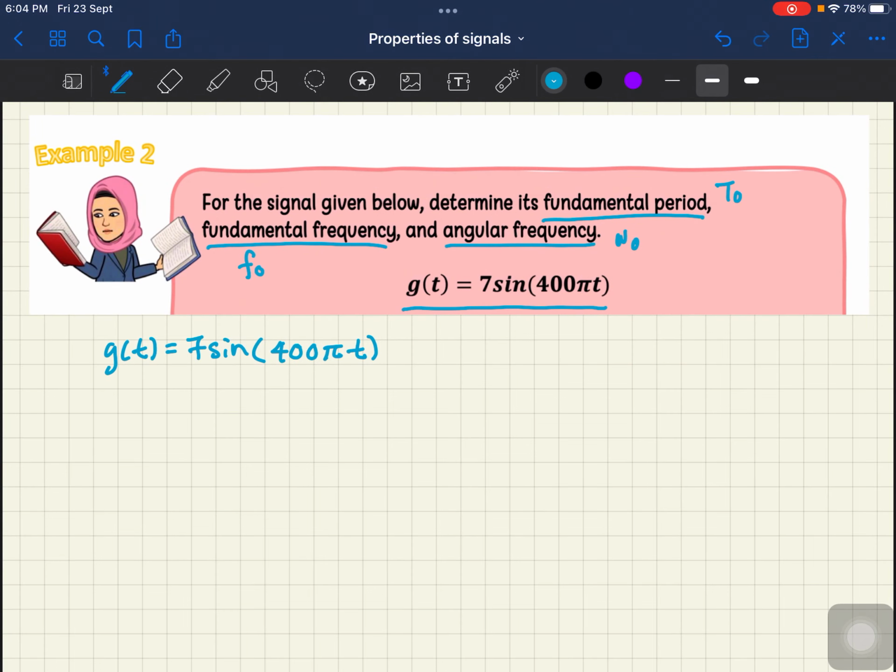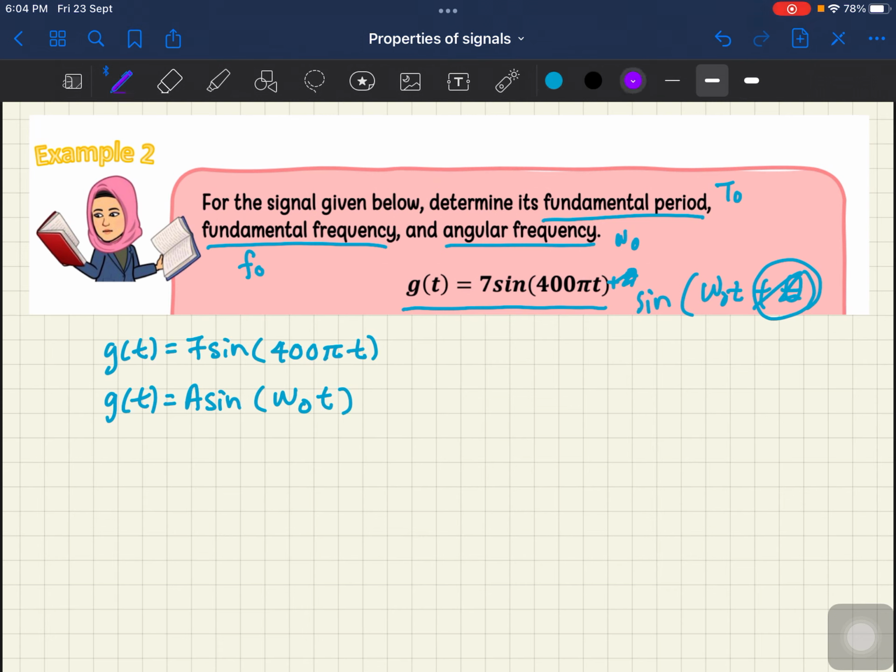So we will have g(t) equals A sine omega naught t. If you remember from equation 1.5 just now, we have actually sine of omega naught t plus theta, where theta is the phase angle. But in our case the question doesn't have a phase angle, no theta, so that's why we write only omega naught t, because the phase angle is equal to 0 in this case.